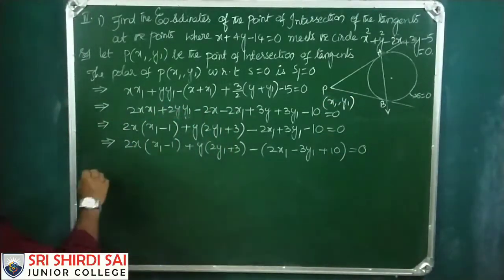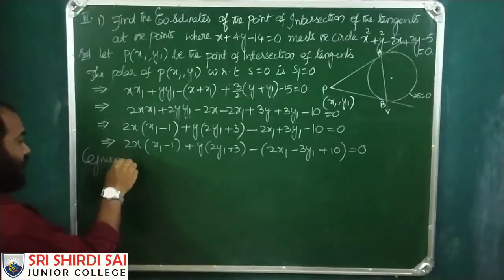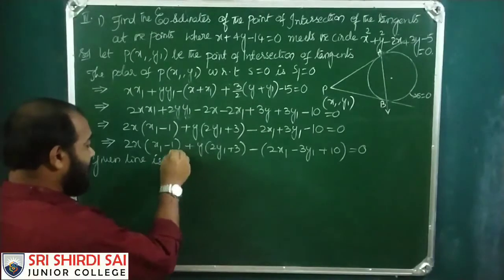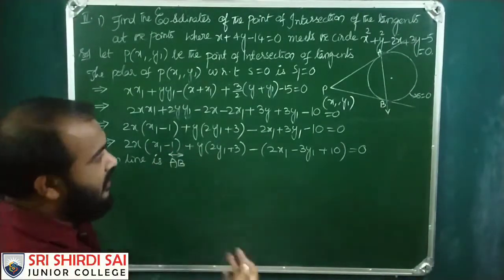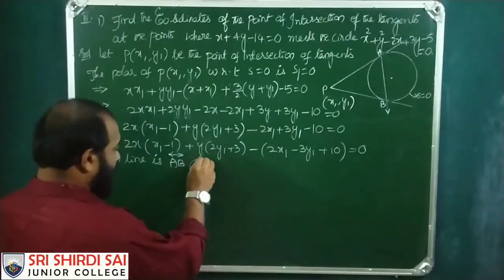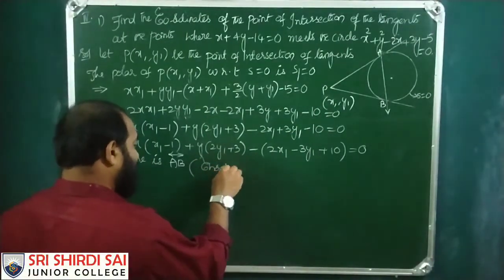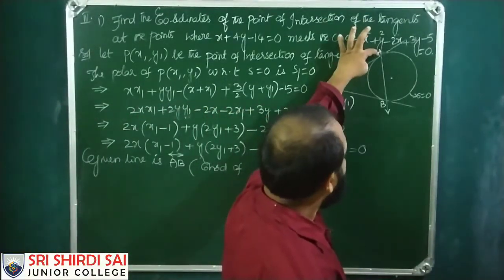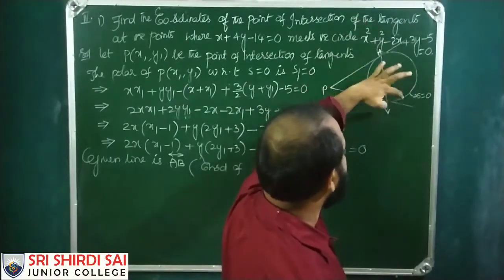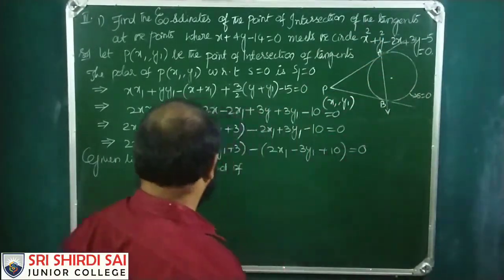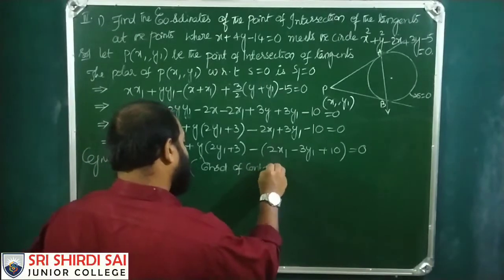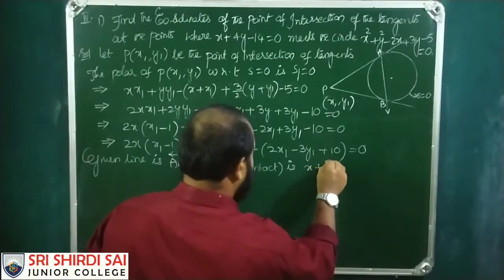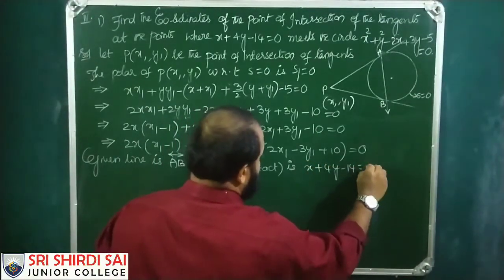Next, what is this given line? The given line is AB, or in other words, the chord of contact. Remember, what is the chord of contact? The line joining the points of contact is called the chord of contact. So the chord of contact is x + 4y - 14 = 0.